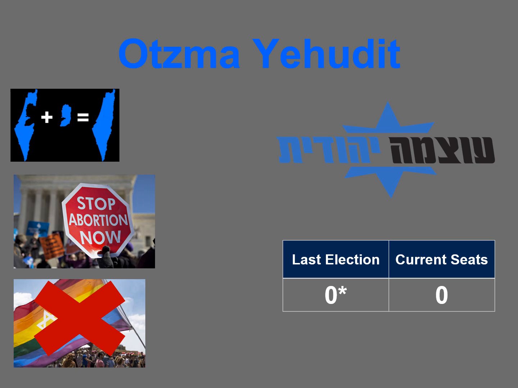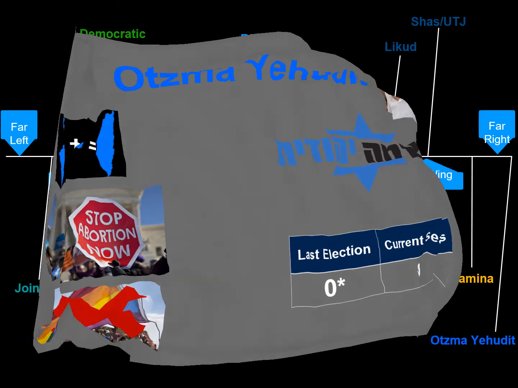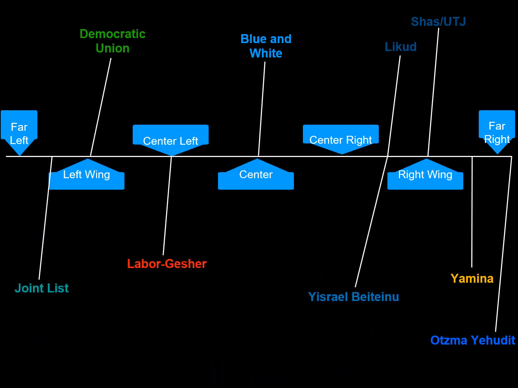It is led by Michael Ben-Ari, who supports Netanyahu for prime minister. Finally, it must be noted that the party has faced accusations of racism against Arab Israelis, from both within Israel and the international community. The party disputes these claims. Otzma is a far-right party.